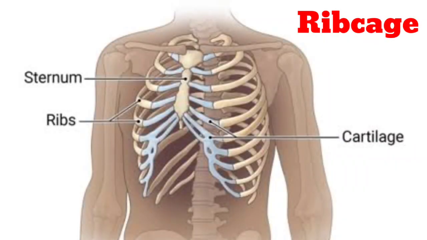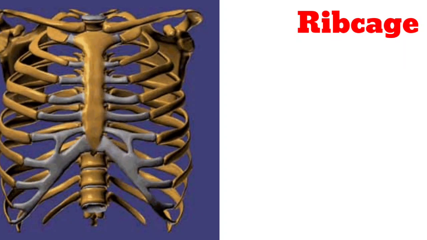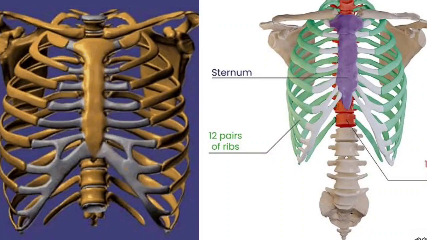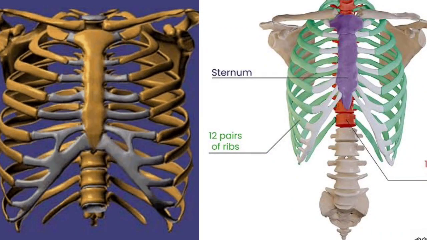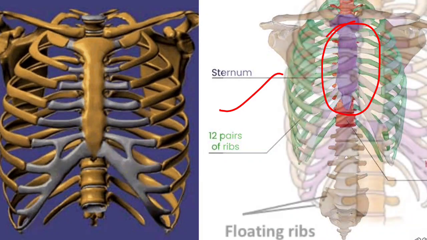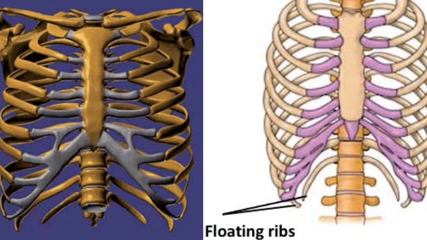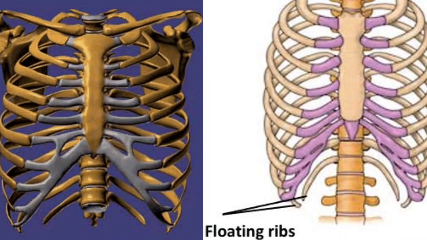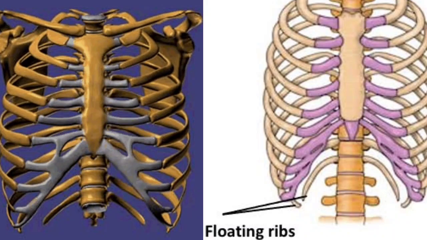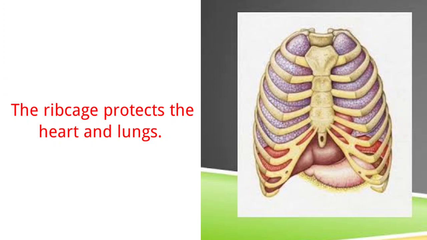Rib cage. A set of flat bones in the chest region is called the rib cage. The rib cage consists of 12 pairs of bones, which means a total of 24 curved bones, known as ribs. Ribs are attached to a flat bone in the center of the chest, known as the sternum. They are connected to the vertebral column at the back. The last 2 pairs of ribs are attached only to the vertebra and not to the sternum. These are known as the floating ribs. The rib cage protects the heart and lungs in the human body.